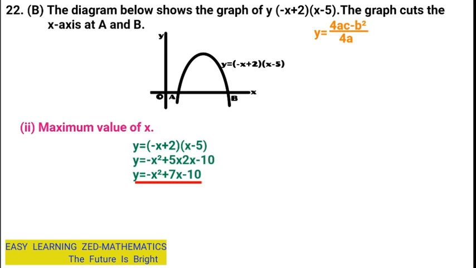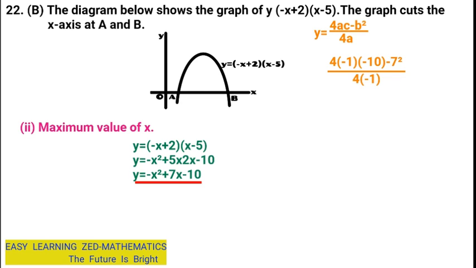So let us start. I'm going to write 4. Then where there is a, I'm going to put the coefficient of negative x squared, which is negative 1, so I multiply by negative 1. Then where there is c, I'm going to put negative 10. Then minus b squared, that is 7 squared. Then over 4a: where there is 4, I put 4, and where there is a, I put negative 1, like I explained earlier.